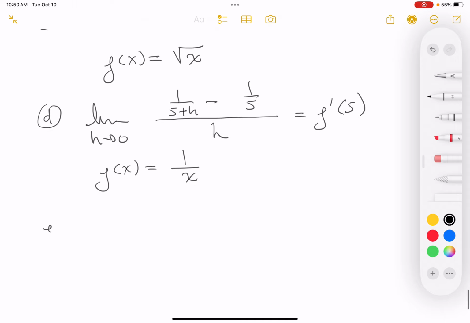Let's go to E. And what's E going to be? Oh, it's terrible. They use a different symbol. They use this delta x business. Delta x goes to 0. All right? Let's write this one down.